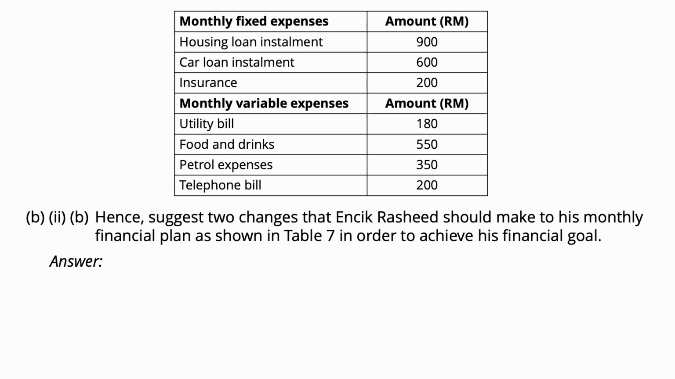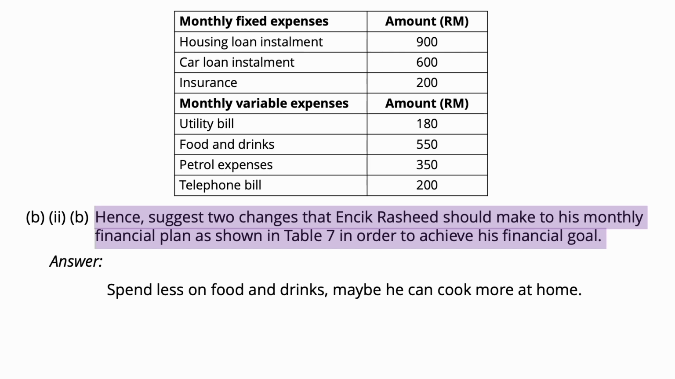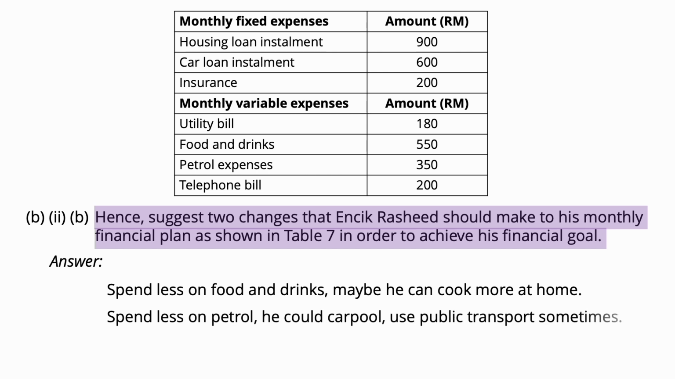B. 2b. Hence, suggest two changes that in SPM Rashid should make to his monthly financial plan as shown in Table 7 to achieve his financial goal. In SPM Rashid can try to spend less on his variable expenses. Spend less on food and drinks, maybe he can cook more at home. Spend less on petrol, he could carpool, use public transport sometimes.